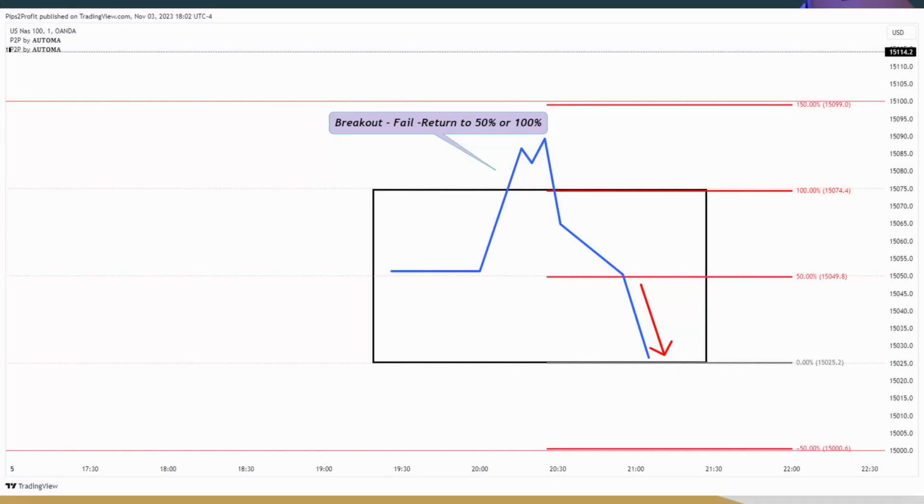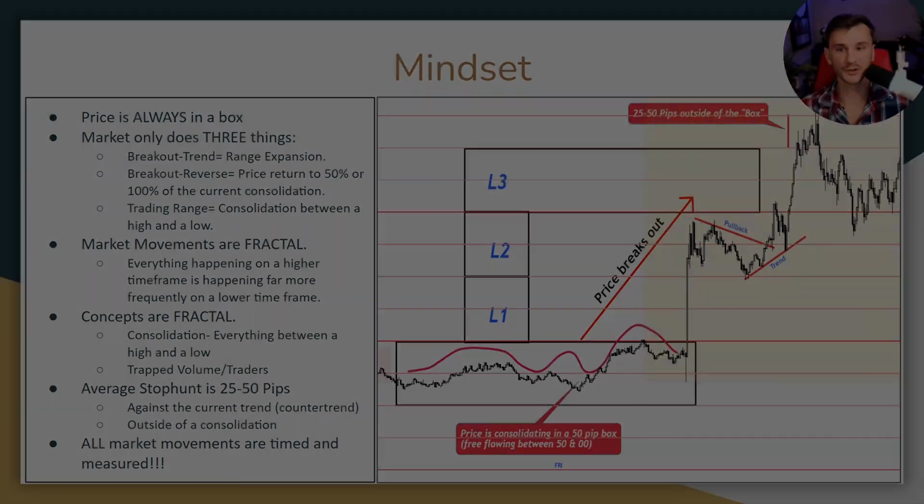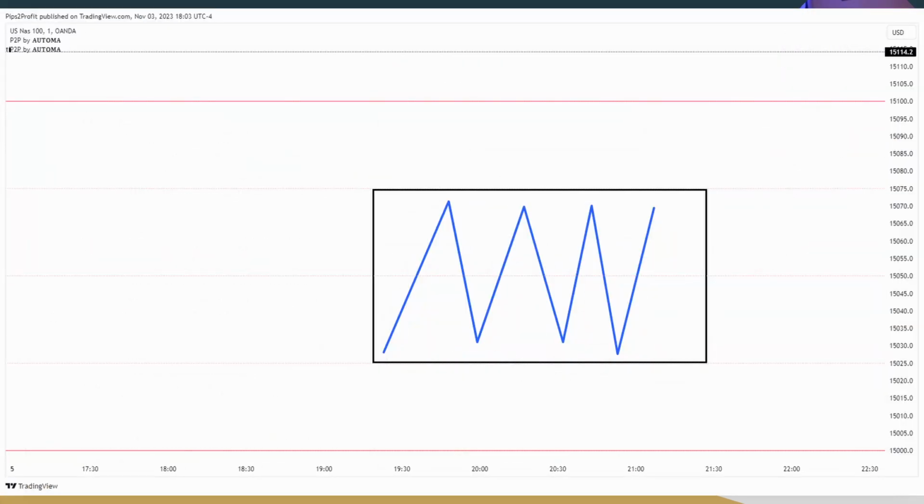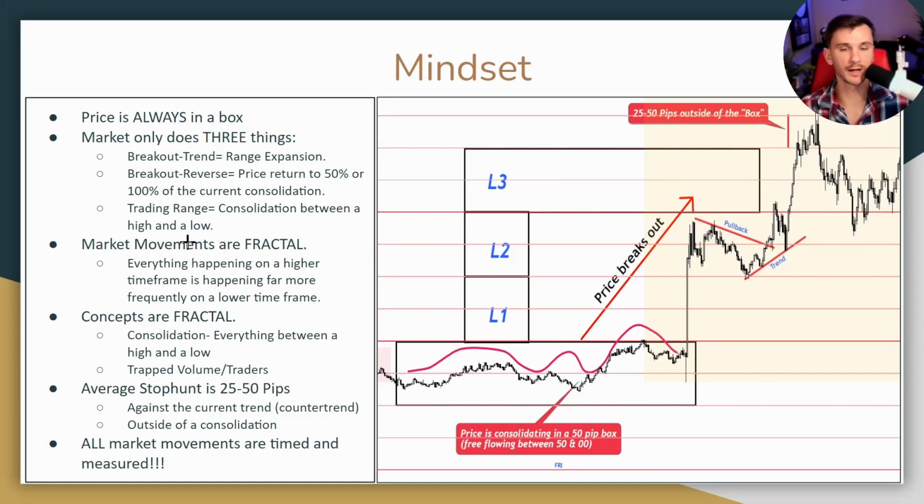You have breakout reverse, and when you have a breakout or a failed breakout, false break reversal, whatever you'd like to call it, looking for price to go back to the 50% or the 100% of that current consolidation. So if we have a box and they break out, it fails, looking to go back to the 50% halfway of that box or back down to the other end of that box. Or you have a trading range. So price is just going up and down in a range. That would be a trading range. Consolidation between a high and a low, usually looking to avoid those scenarios.